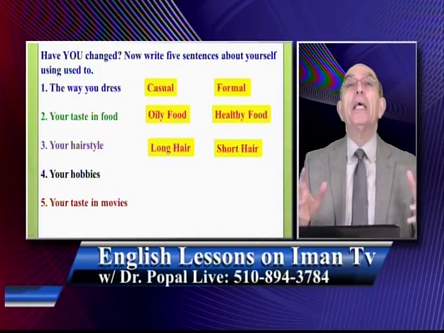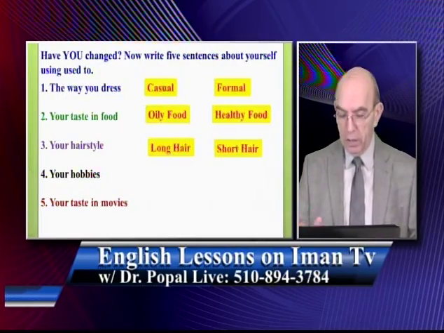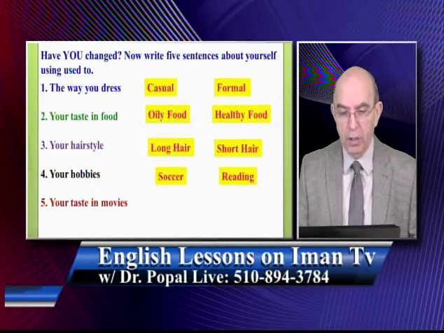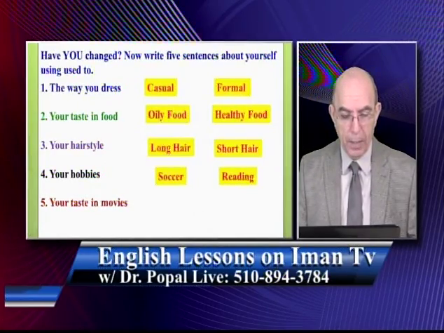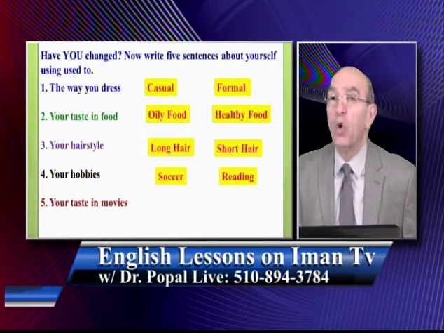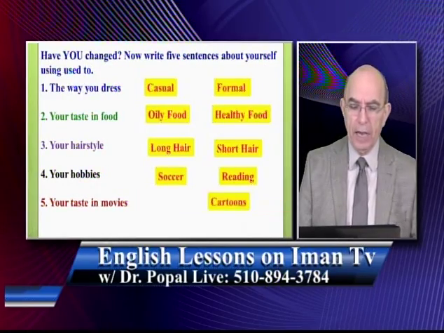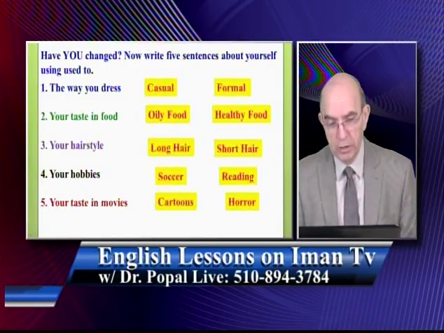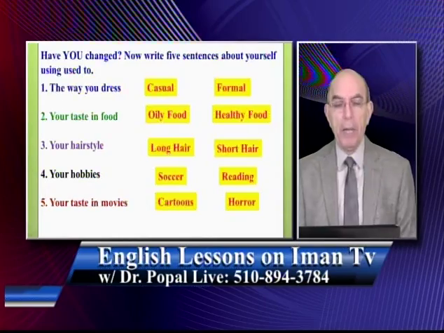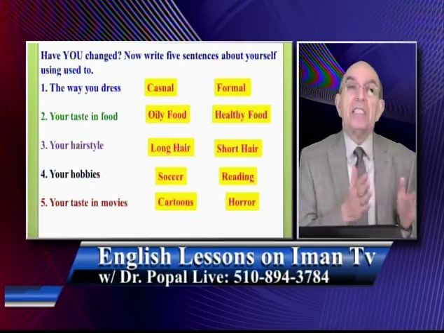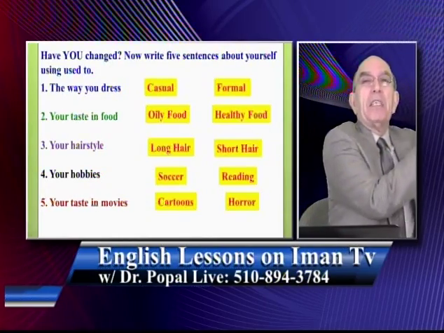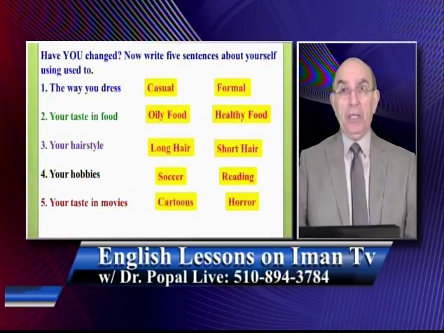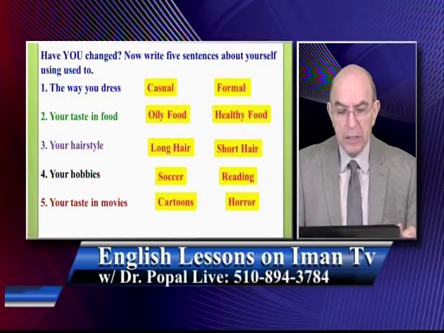Hobbies. Hobbies what? Things that you do for fun. And I have given you 2 choices, soccer and reading. Which one was your hobby? Your taste in movies. What kind of movies did you like? I've given you 2 choices, cartoons and what? Horror movies. So what we need to do is what? Make sentences. Say that you did something in the past you used to, and then now you have changed and you do this. Okay? So sentence number 1.